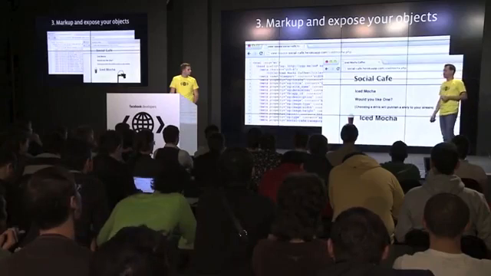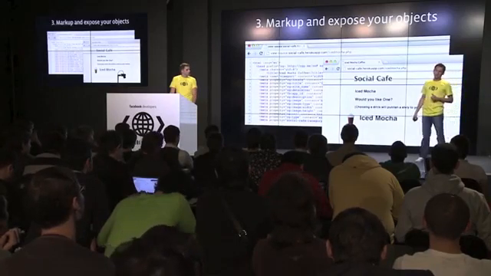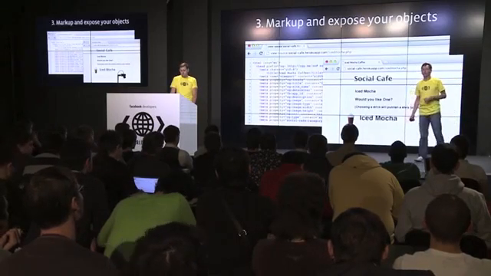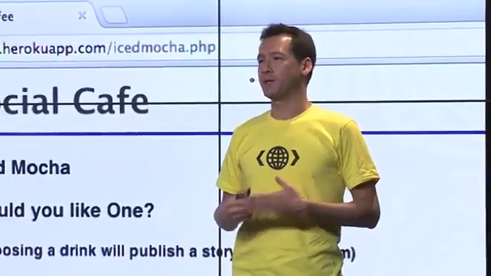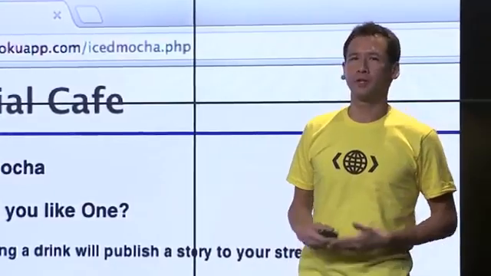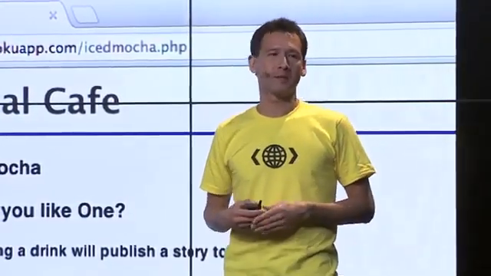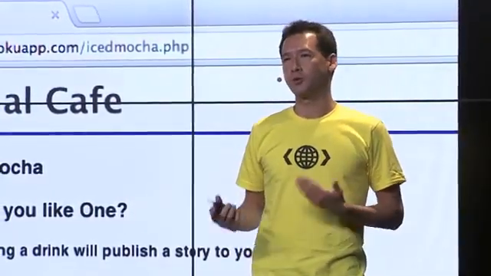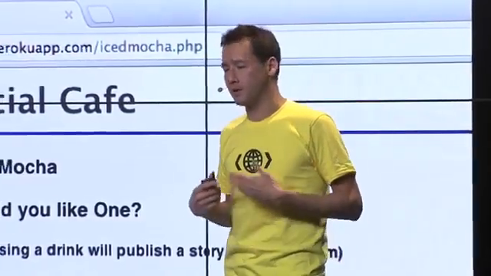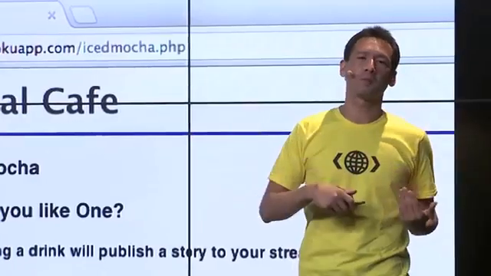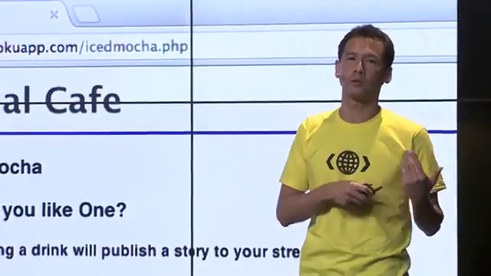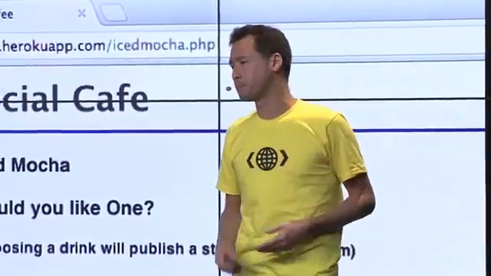The third step is to mark up and expose your objects. Each Open Graph object instance has to be described in an HTML page with the appropriate Open Graph meta tags. You also need to expose those objects and make them available on a public web-facing server, because Facebook will hit your server and parse that data.